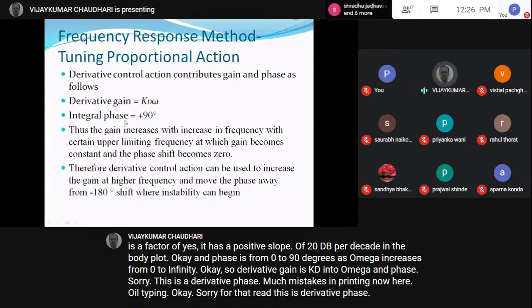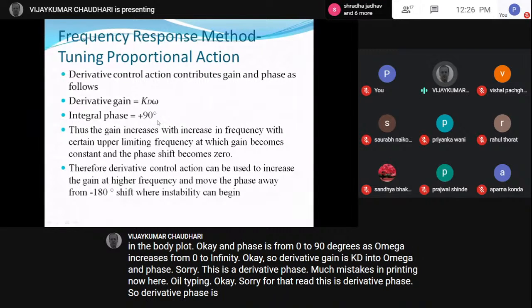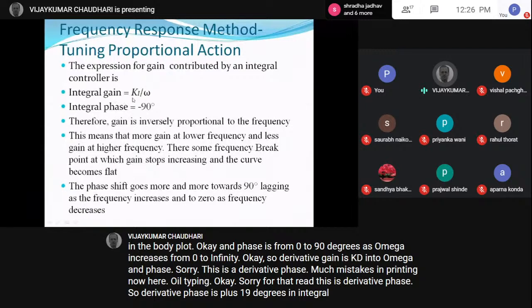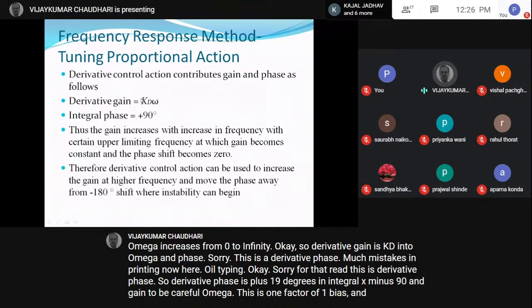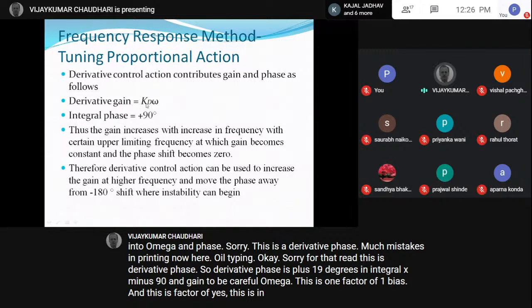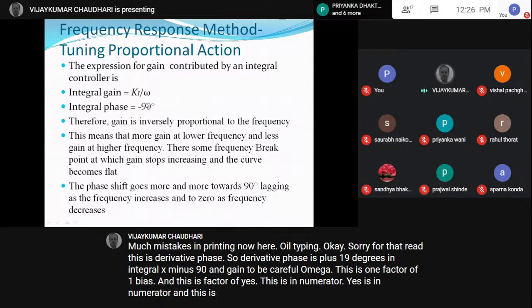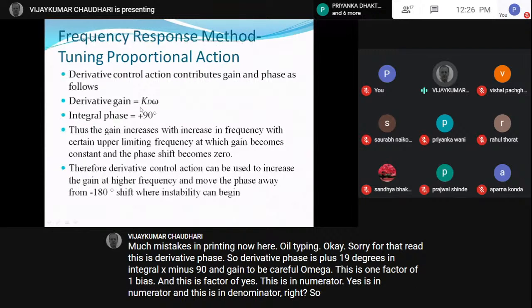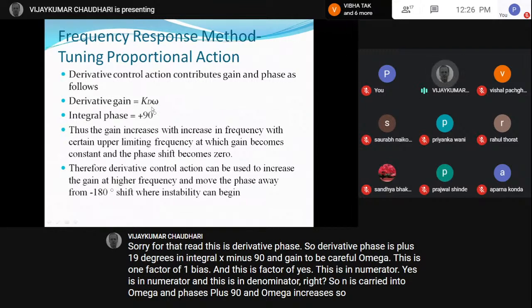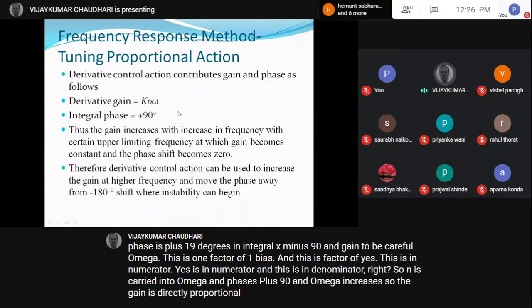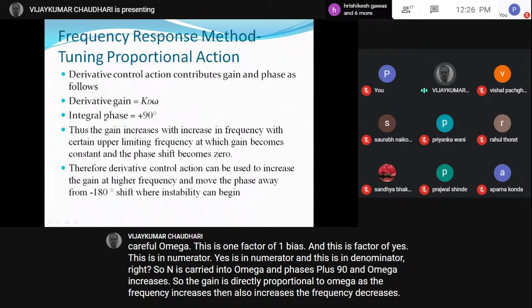So the derivative phase is plus 90 degrees. In integral, it's minus 90, and gain is Ki upon omega. This is one factor of 1 by s, and this is a factor of s; s is in the numerator here, and s is in the denominator there. So gain is Kd into omega, and phase is plus 90 as omega increases. The gain is directly proportional to omega: as the frequency increases, gain also increases; as the frequency decreases, the gain also decreases.